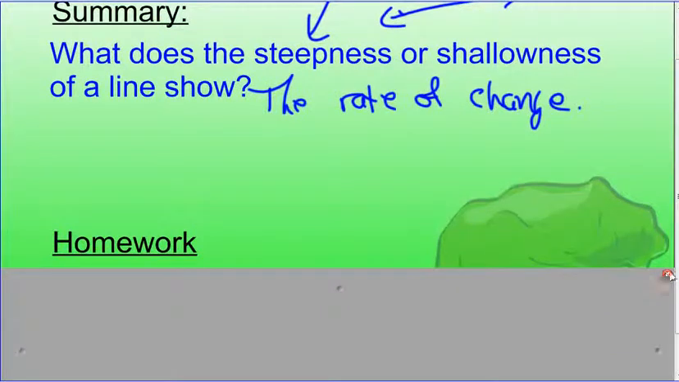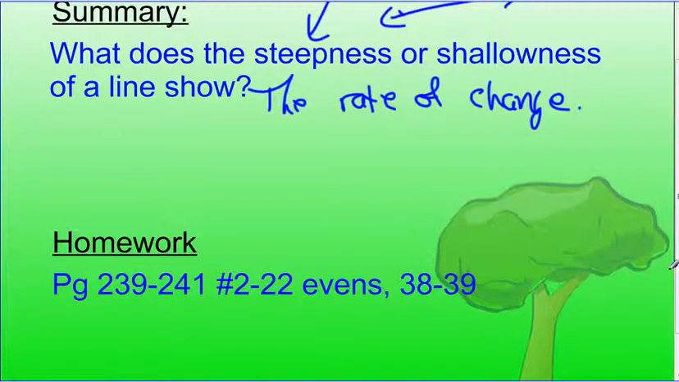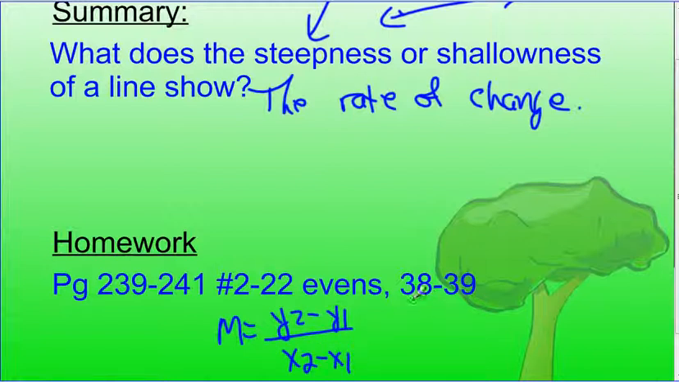And the homework we have here comes from page 239 through 241, numbers 2 through 22 even, 38 and 39. So more than likely there's going to be a bunch of problems where you are finding the slope using m equals y2 minus y1 over x2 minus x1. And these two are probably little wordy problems like we were just doing here a second ago.